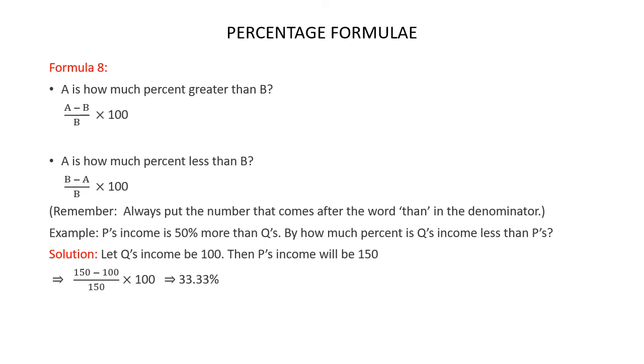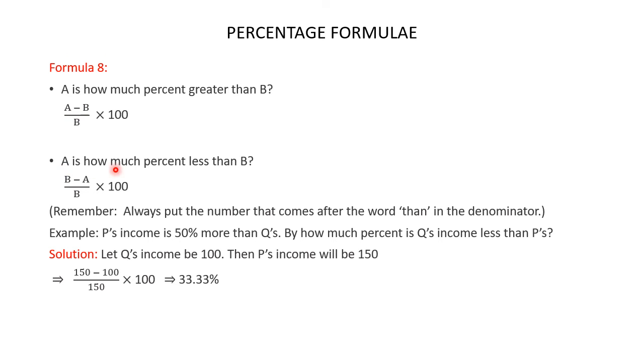Formula 8. A is how much percent greater than B? This can be found out using the formula (A minus B) divided by B multiplied by 100. Here, when you look at this question, you will understand that A is greater than B. So, in the numerator, it is A minus B.